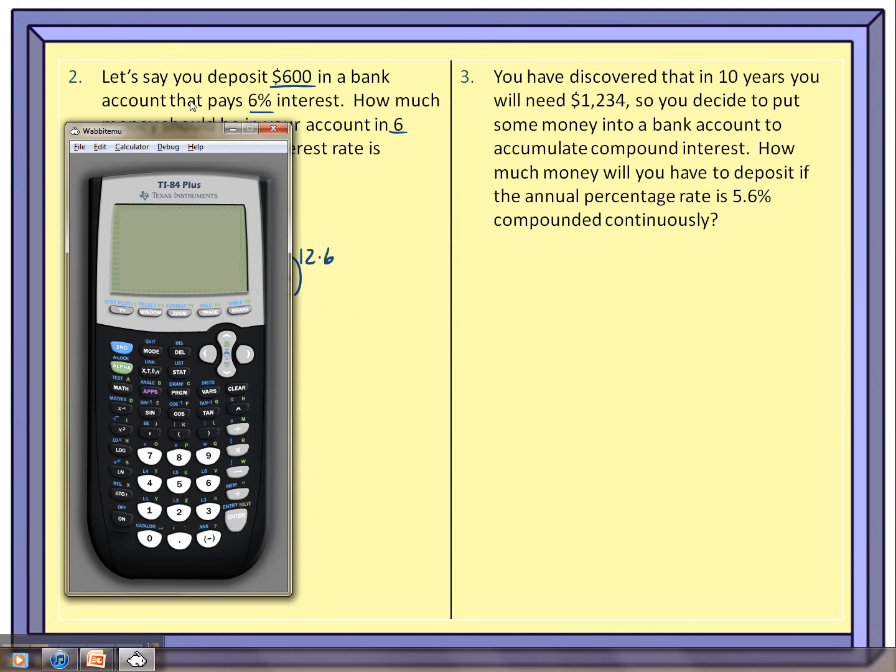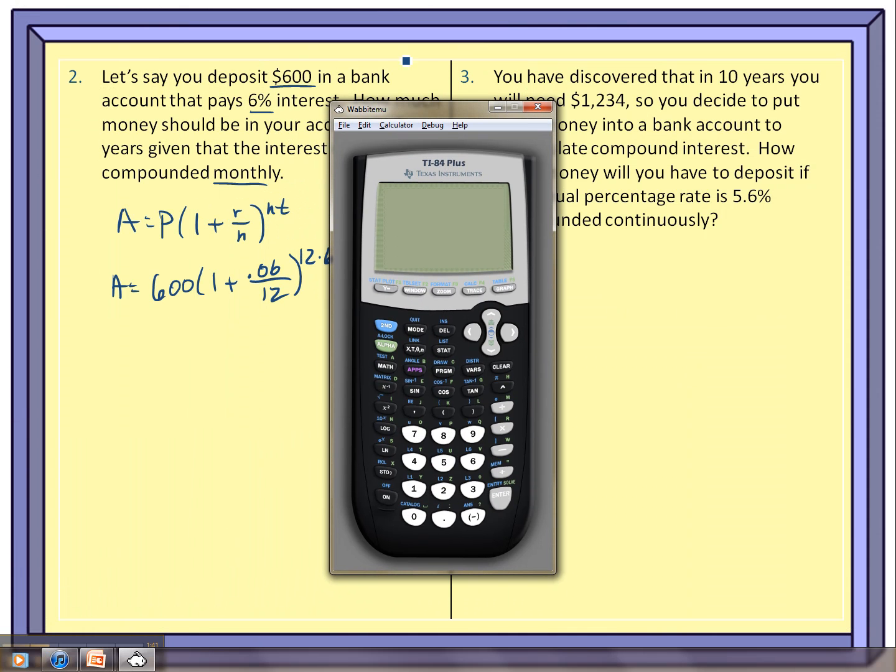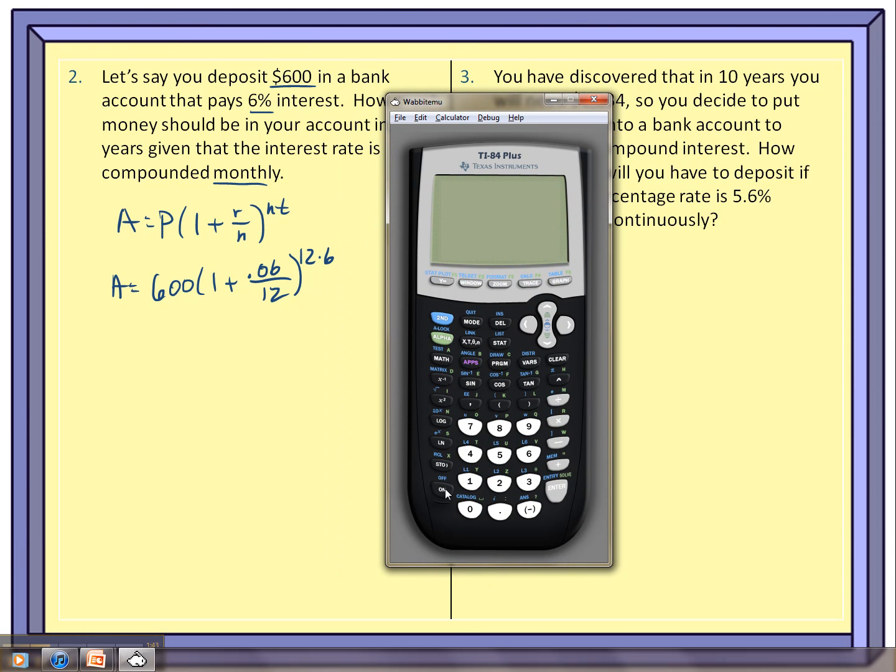Here we go. Move this thing out of the way. Technical difficulties. Oh, there we go. Okay, so 600, open your parentheses, 1 plus my interest rate, 0.06. Don't forget your plus sign. I can just insert that there.